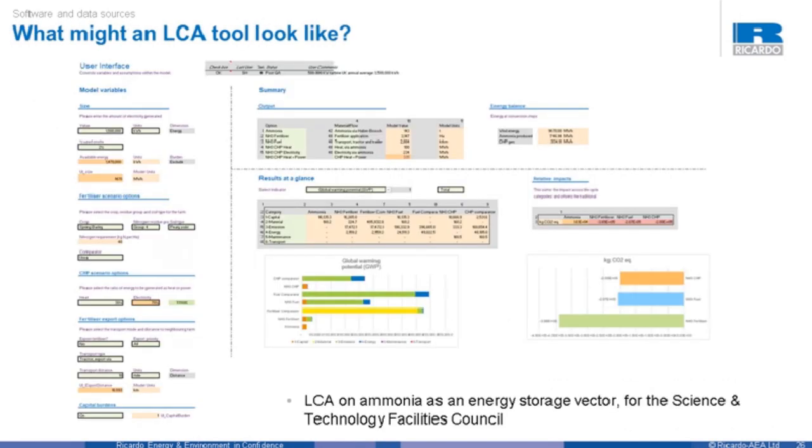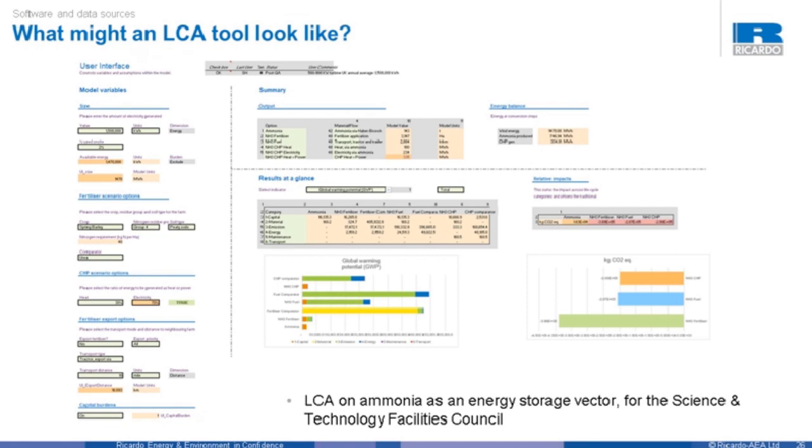I told you I'd show you a couple of slides of what an LCA tool might look like. This first screenshot is the user interface from the LCA tool we built for the Science and Technology Facilities Council, looking at using ammonia to store stranded renewable energy on a remote farm, and then using that ammonia for heat and power, for tractor fuel, or for fertilizer.